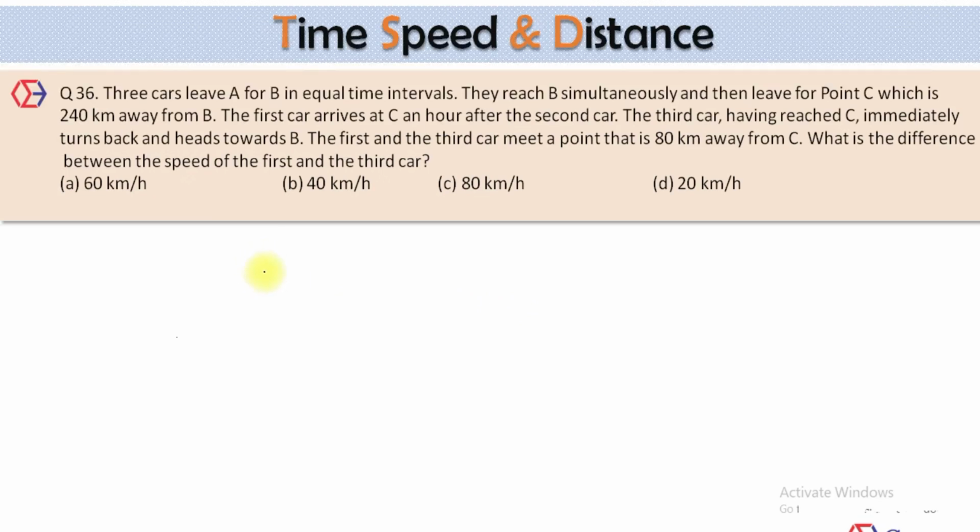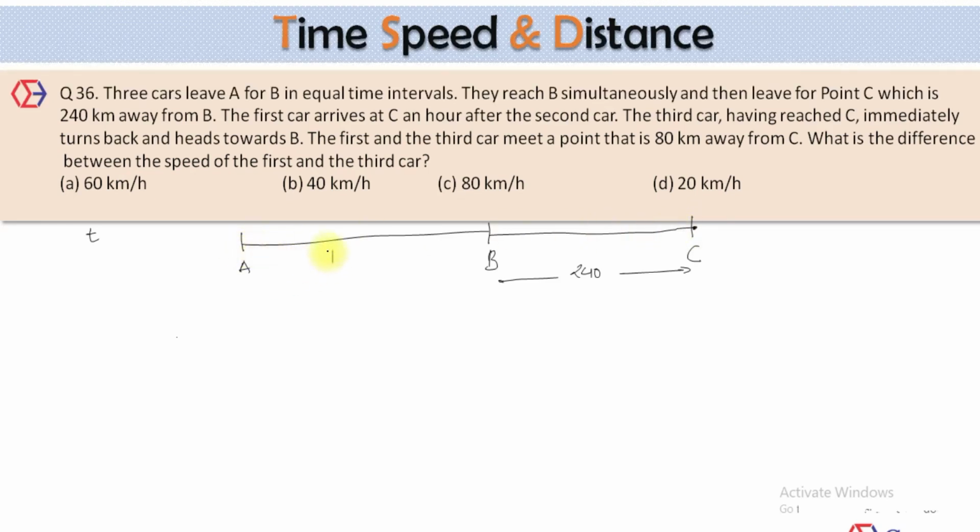3 cars leave A for B in equal time intervals. They leave A for B in equal time intervals. Let's say that time interval is T. That means the first car will leave, after T hours the second car will leave, and after T more hours the third car will leave. They reach B simultaneously. That means the speed of the last car would be the highest one. This is A, this is B. And then they leave for C, which is 240 kilometers away from point B. So which car will reach here first? Third one, because the speed of the third one is the highest one.